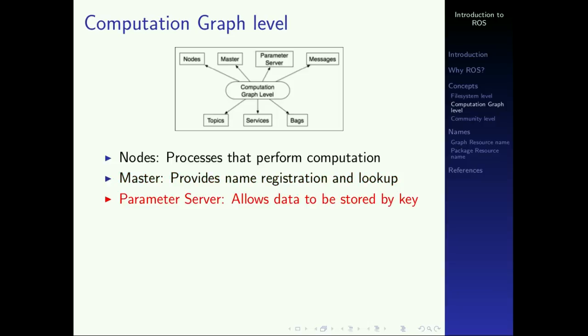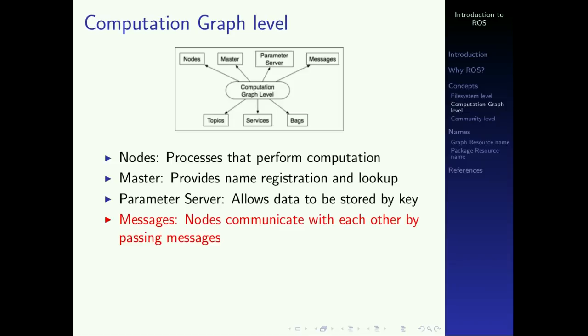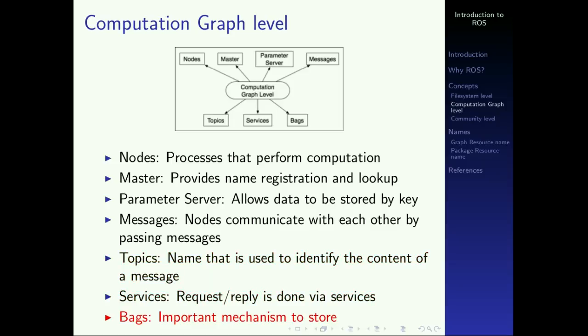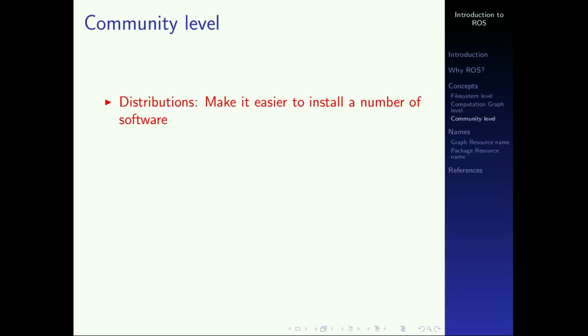The parameter server allows data to be stored by a key in a central location. Messages: nodes communicate with each other by passing messages. A topic is the name that is used to identify the content of a message. A node that is interested in a certain kind of data will subscribe to the appropriate topic. Request and reply is done via services, which are defined by a pair of message structures, one for the request and one for the reply.